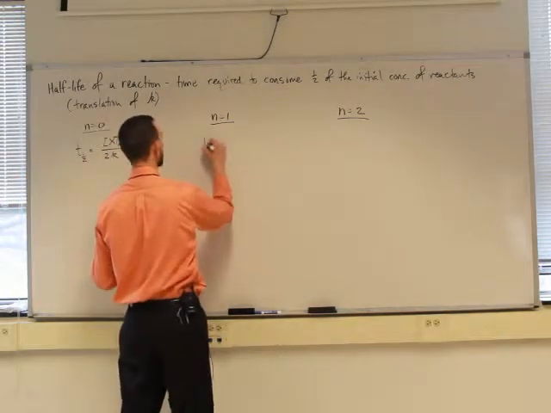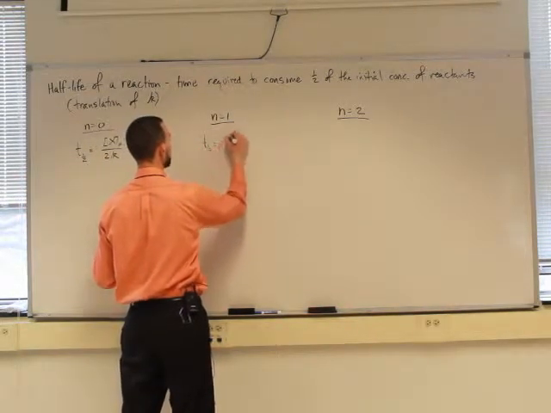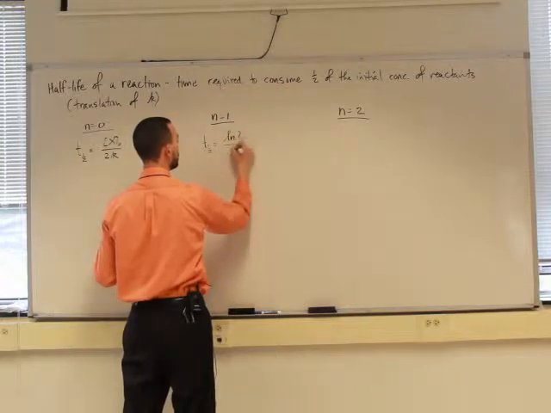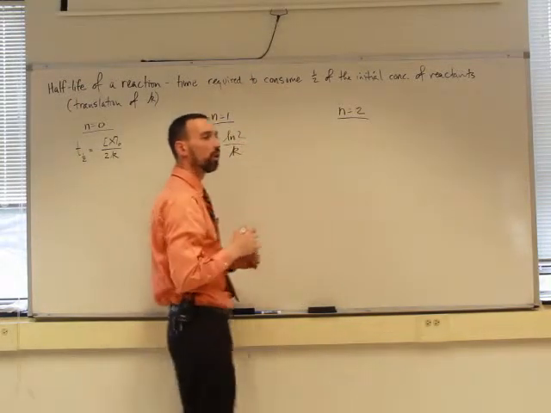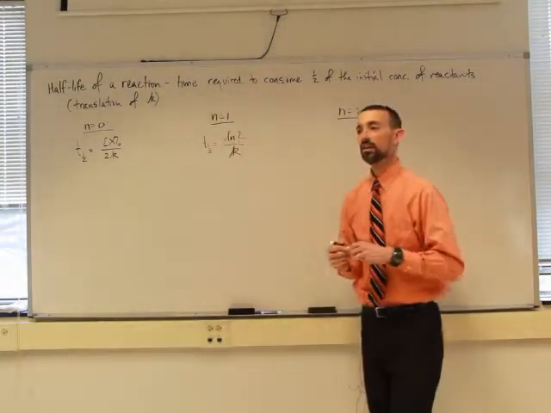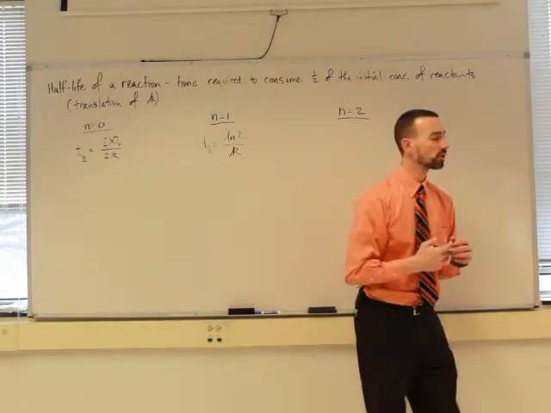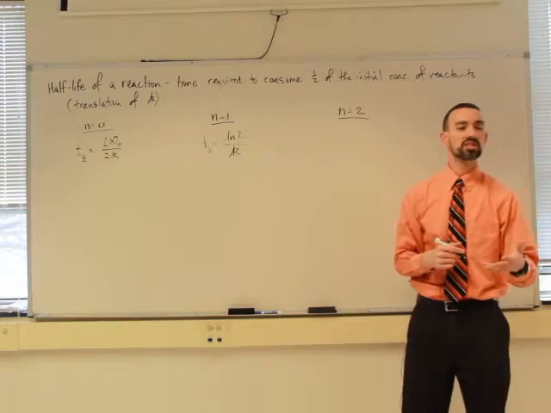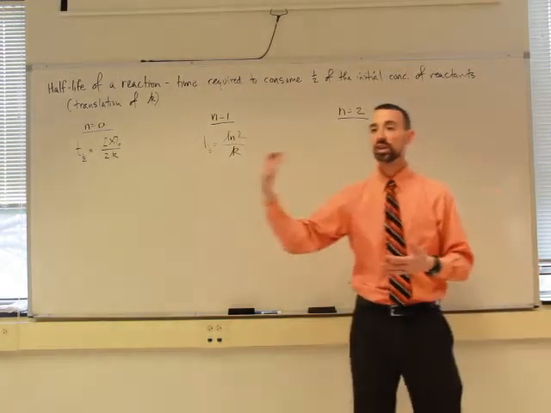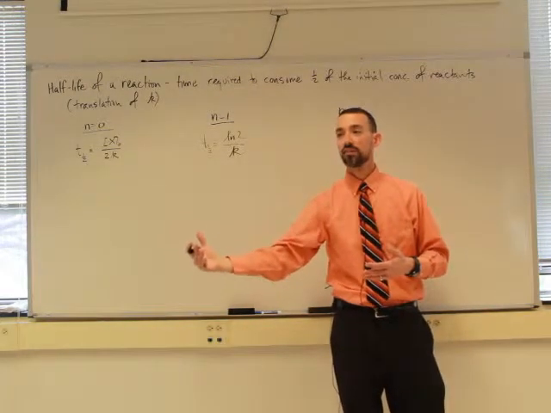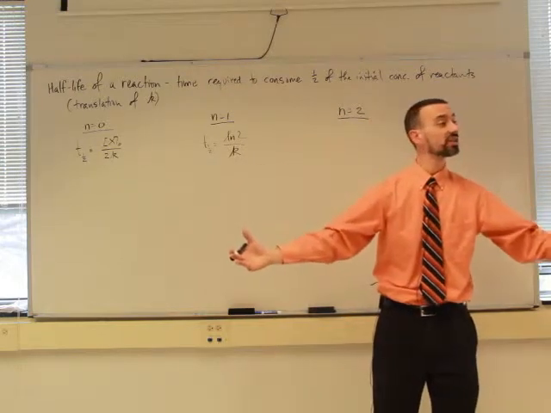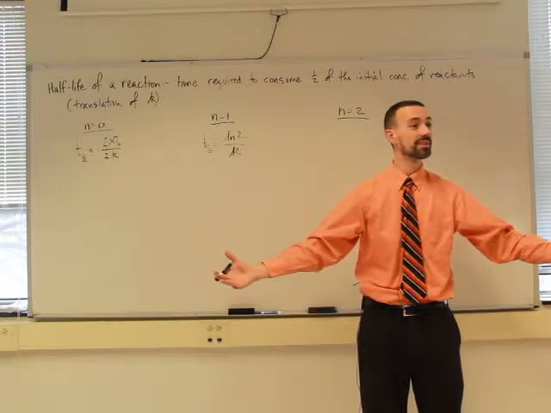For a first-order reaction, the half-life is the ln of 2 divided by K. No dependence on concentration. What's interesting with the first-order reaction is that as you add more stuff, the reaction goes faster. Therefore, the amount of time to complete the reaction really stays the same in essence.